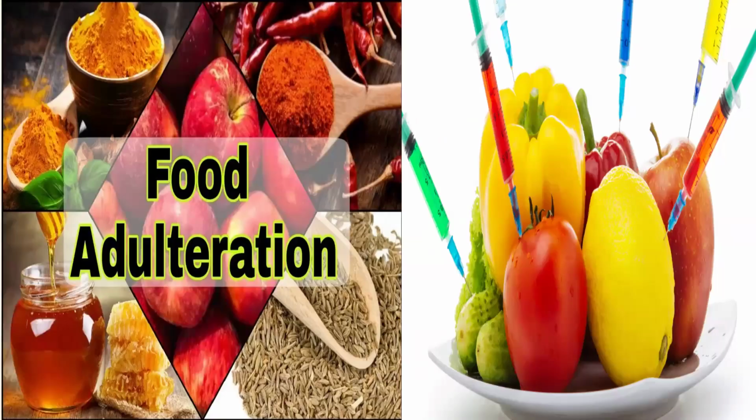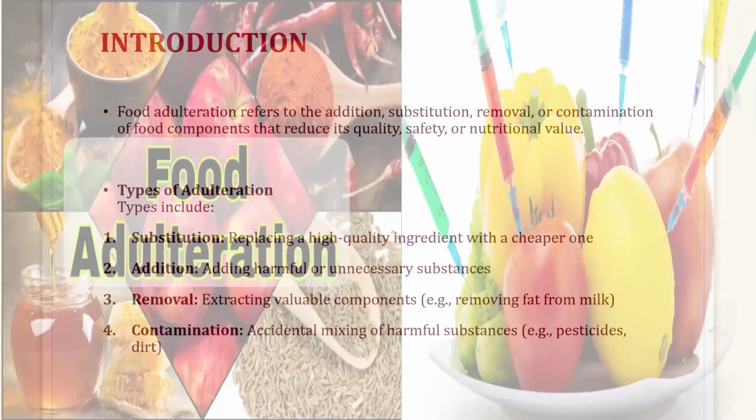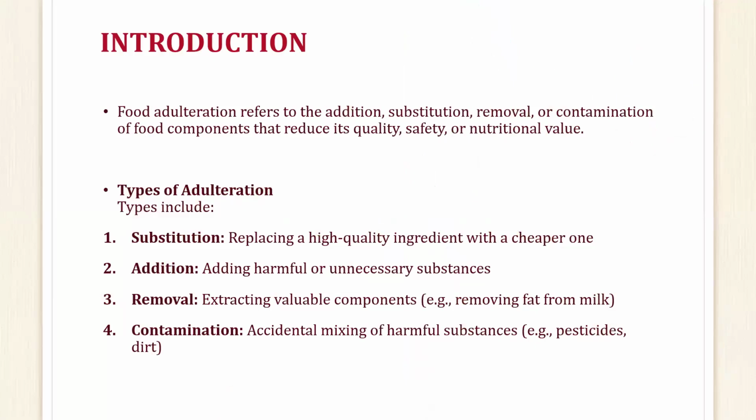The next topic is food adulteration. Food adulteration refers to the addition, substitution, removal, or contamination of food components that reduce its quality, safety, or nutritional value. The types of adulteration are: substitution, replacing a high-quality ingredient with a cheaper one; addition, adding harmful or unnecessary substances; removal, extracting valuable components, for example, removing fat from milk; and contamination, accidental mixing of harmful substances such as pesticides or dirt.